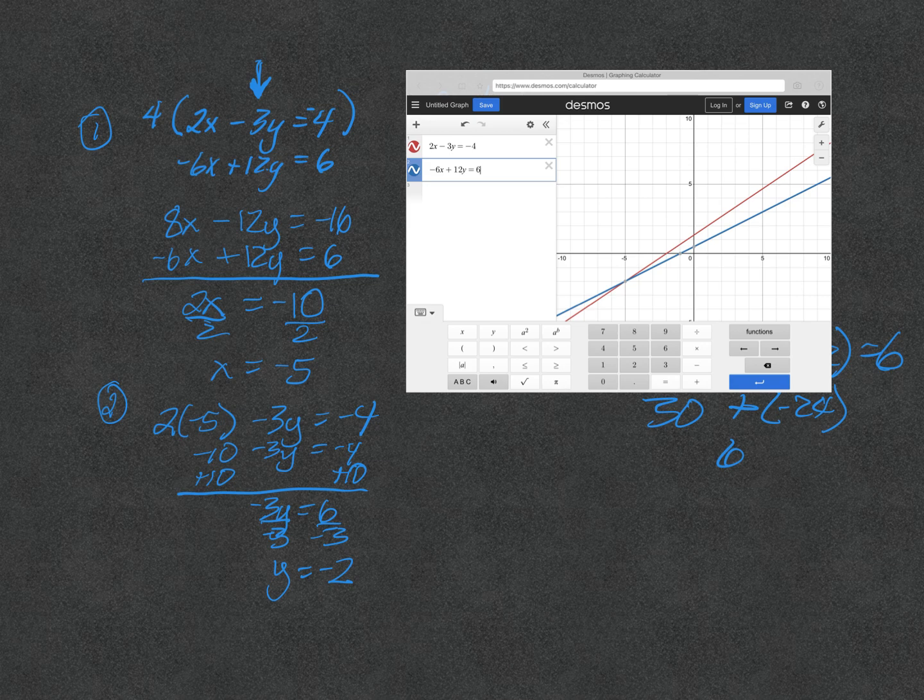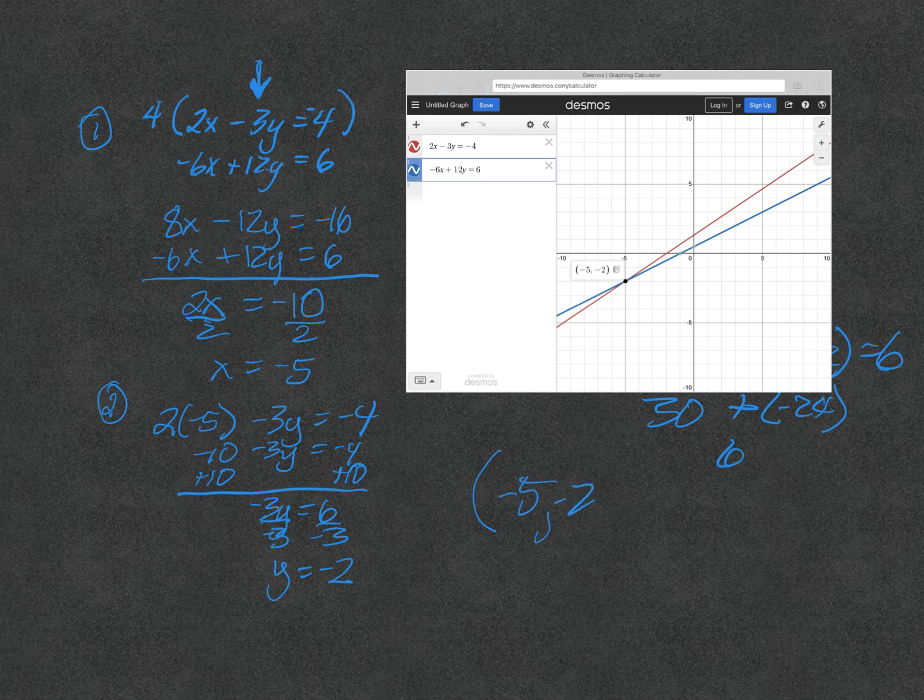So this is what I would do on the first lesson in this chapter, is we would solve by graphing. But notice how it gives me a great way to check, and I see that I still get the same answer, negative 5, negative 2. So this is another way to check to make sure I've done the algebra correctly. You can just use graphing.